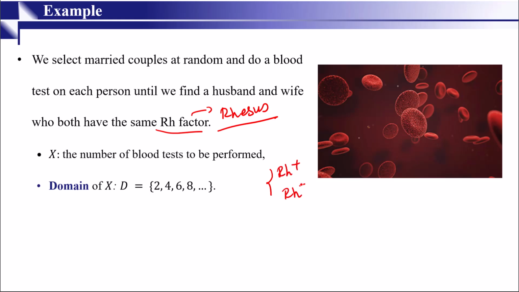Otherwise, it is negative. So let X be the number of tests. Since we test two people at a time, X is always 2, 4, 6, 8, and so on. This is the domain of our random variable. And this is discrete because we can list the values. In other words, since the possible values can be listed in sequence, X is called a discrete random variable.